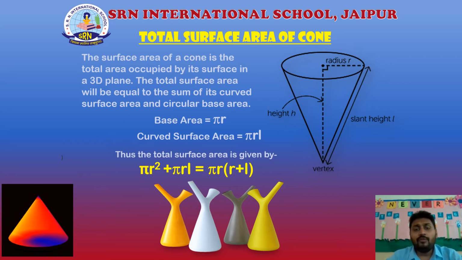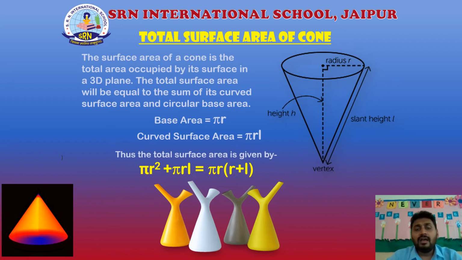Now if we want to discuss this in a particular defined way, the surface area of cone is the total area occupied by its surface in a 3D plane. The total surface area will be equal to the sum of its curved surface area and the circular base area. Now what is the meaning of this line? It means that it is having two parts.